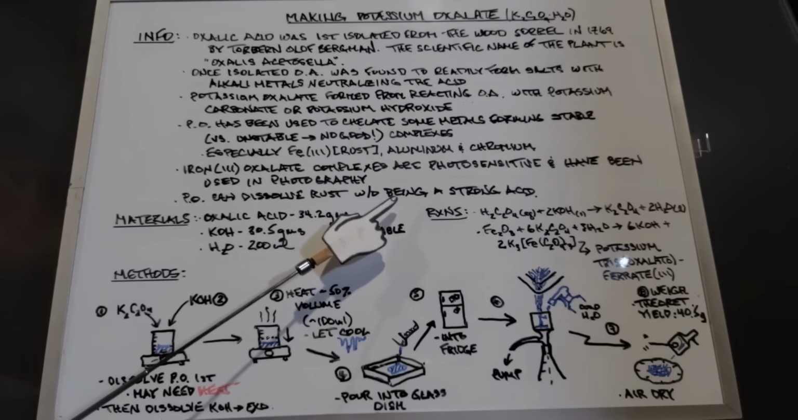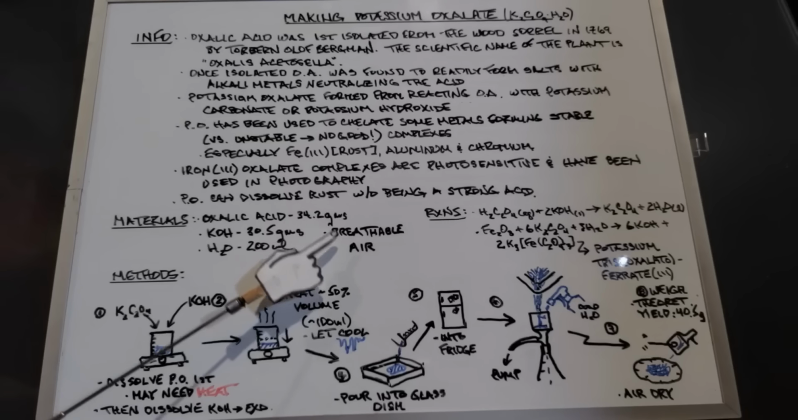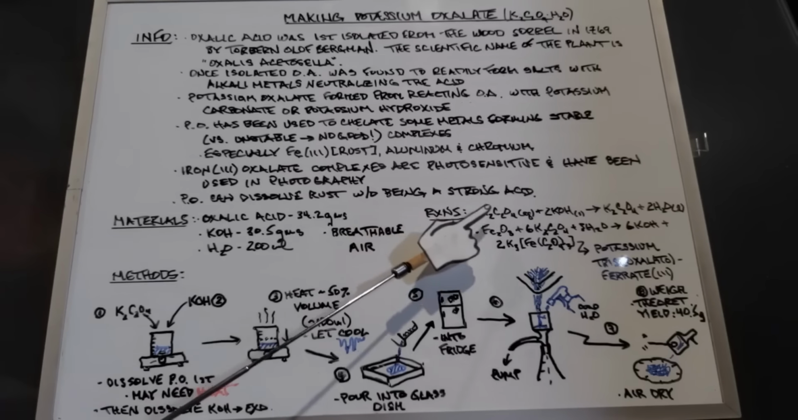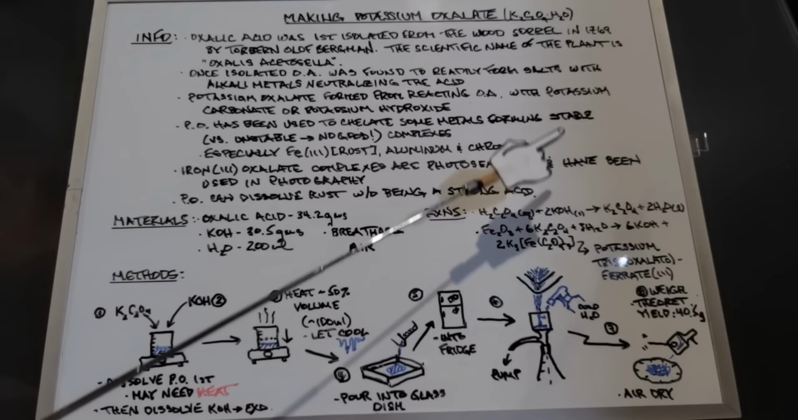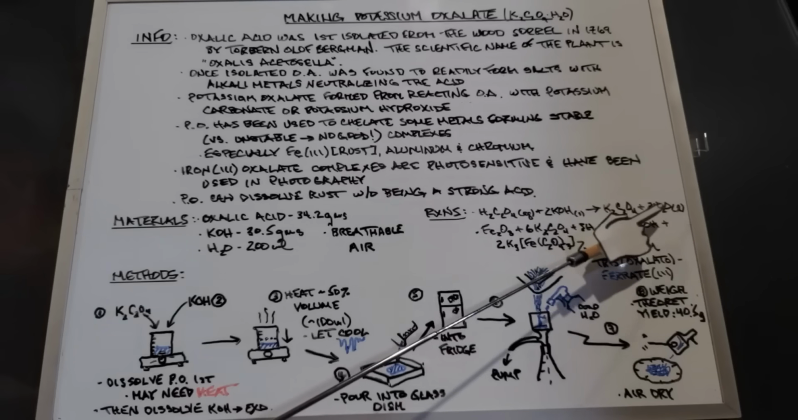In our materials, we need oxalic acid, 34.2 grams, potassium hydroxide, 30.5 grams, and water, about 200 milliliters, and breathable air. Depends if you live near Canada or not. The reactions that are important are: number one, mixing the oxalic acid and the potassium hydroxide, which will yield K2C2O4, our potassium oxalate, plus 2H2O.